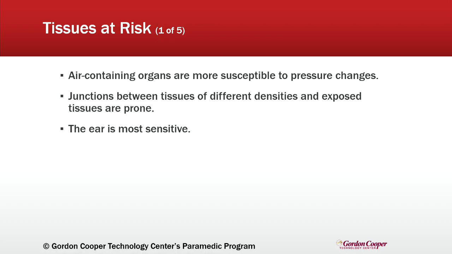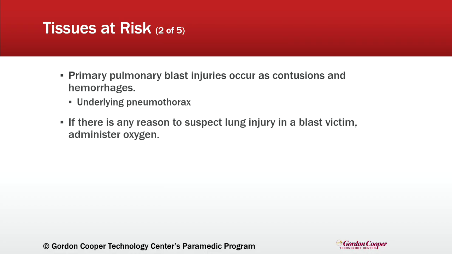Of course, the ear is going to be the most sensitive organ when it comes to blast injuries, and the tympanic membrane will often rupture. Patients may experience ringing, ear pain, hearing loss, and even visible blood coming from their ear canals. Primary pulmonary blast injuries can cause contusions and hemorrhages in the lungs. Patients may experience chest tightness, pain, rapid breathing, or other signs of respiratory distress. Subcutaneous emphysema over the chest may indicate an underlying pneumothorax as well.